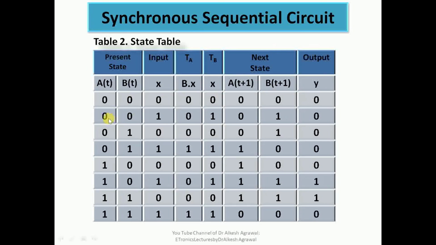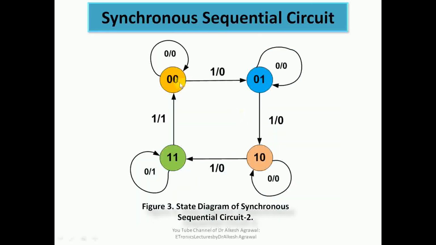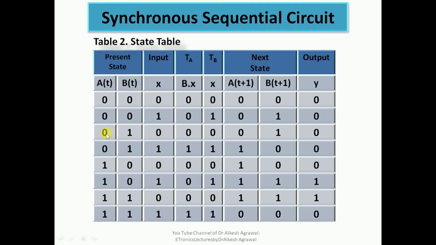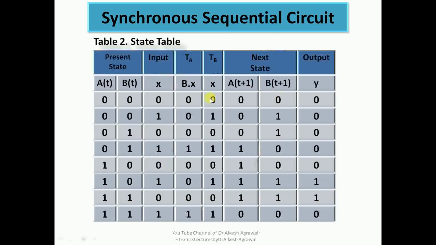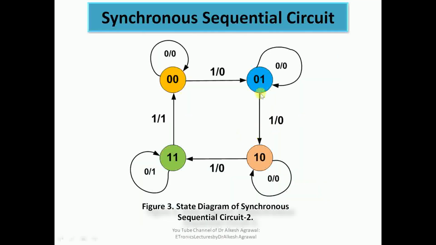Now if we see the second row, we have a change of state from 0, 0 to 0, 1 with input 1 and output is 0. So this is the next transition. If we see the third row, it depicts the self transition 0, 1 to 0, 1 with input 0 and output 0. Then if we see the fourth row, 0, 1 to 1, 0 with input 1 and output 0. So we have this transition.